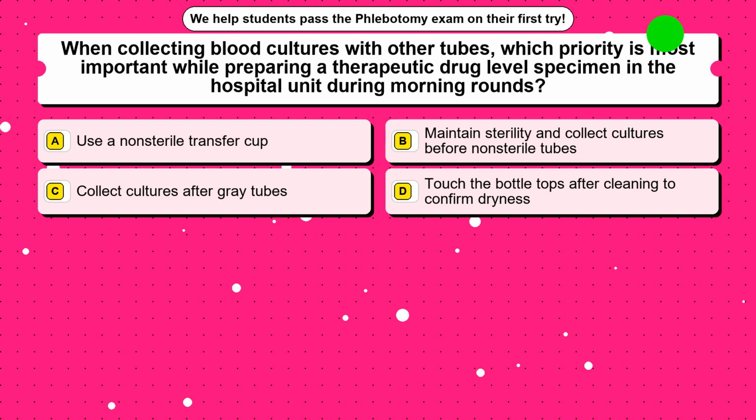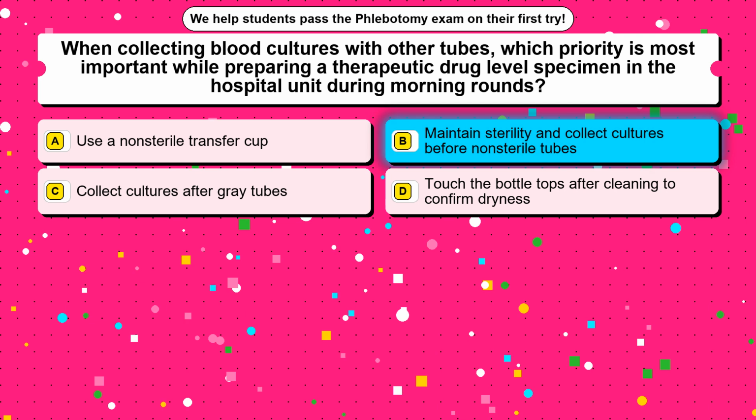Question 62. When collecting blood cultures with other tubes, which priority is most important while preparing a therapeutic drug level specimen in the hospital unit during morning rounds? Option A. Use a non-sterile transfer cup. Option B. Maintain sterility and collect cultures before non-sterile tubes. Option C. Collect cultures after gray tubes. Option D. Touch the bottle tops after cleaning to confirm dryness.